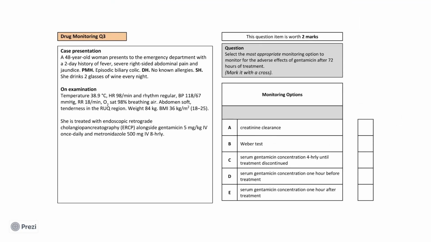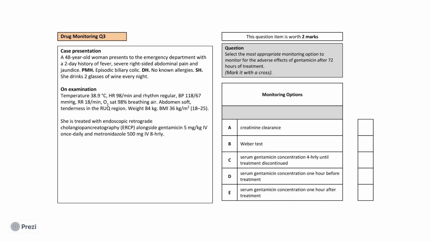This is a 48-year-old woman who presents to the emergency department with a 2-day history of fever, severe right-sided abdominal pain, and jaundice. Her past medical history includes episodic biliary colic. She has no known allergies and drinks 2 glasses of wine every night. On examination, she is pyrexial and has a heart rate on the high side of normal. All other vital signs are within range. Her abdomen is soft, with tenderness in the right upper quadrant region, and she weighs 84 kilograms.